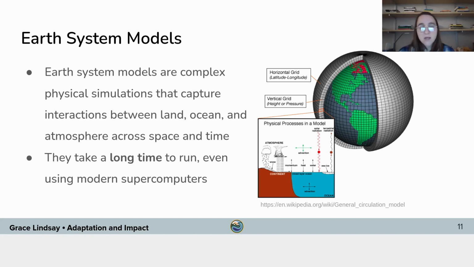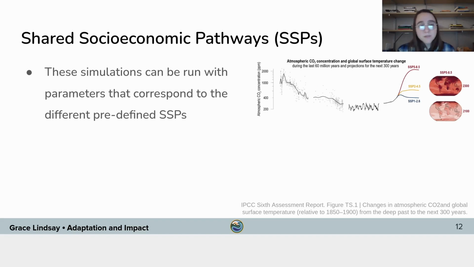They have to run on supercomputers that fill up whole rooms, and even with these very large computers, these models are so detailed and complex that they can take days, weeks, even longer to simulate the climate into the future. But these models are really important because we can use them to help understand what will happen if we choose to take different paths.